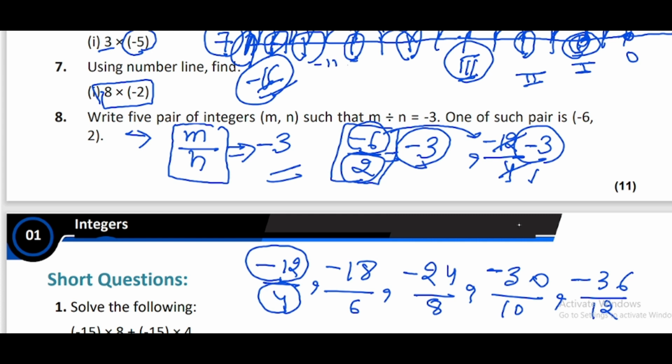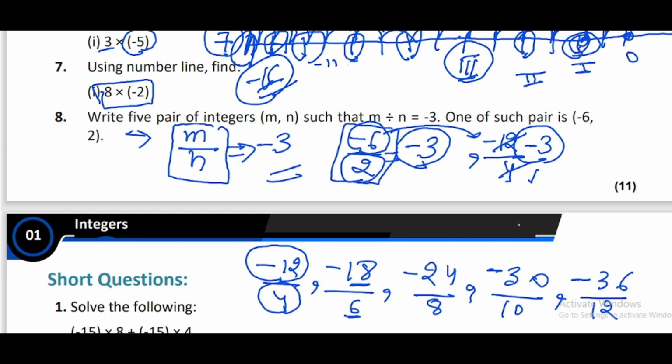Then same as minus 6 divided by 2, both numerator and denominator multiplied with 3, that is minus 6 into 3, that is minus 18, and 2 into 3, that is 6. Then minus 18 divided by 6 also gives minus 3. Then same as both numerator and denominator multiplied with 4, that is minus 6 multiplied with 4, that is minus 24, and 2 multiplied with 4, that is 8. Then we solve. Minus 24 divided by 8 also gives minus 3.